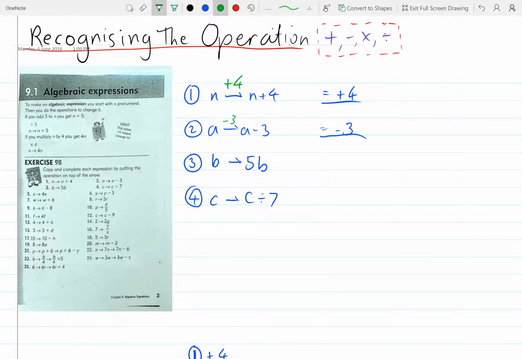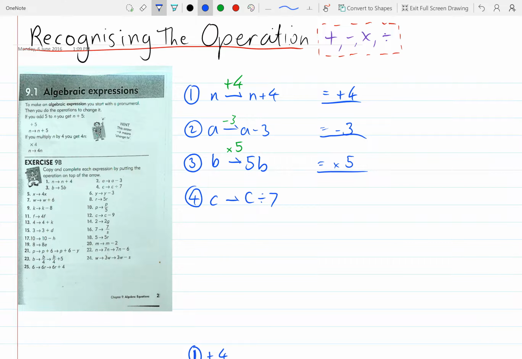Okay, in my third one, I've got to get from b to 5b. Now, in our algebra stuff, we worked out that 5b was a short code for writing b times 5. So all I've got to do at the top is write times 5. So my answer is times by 5. That's because if I take a b and I times it by 5, I get 5 b's, or 5 lots of b.